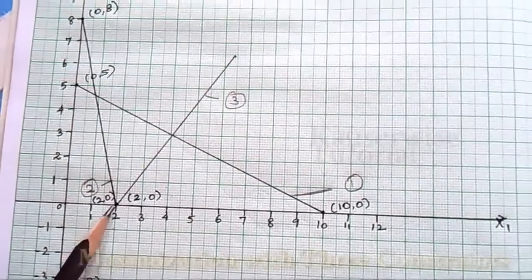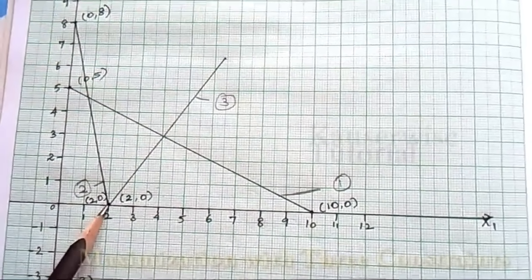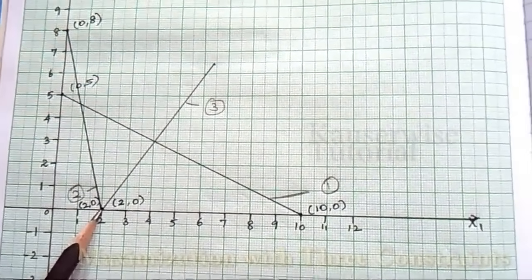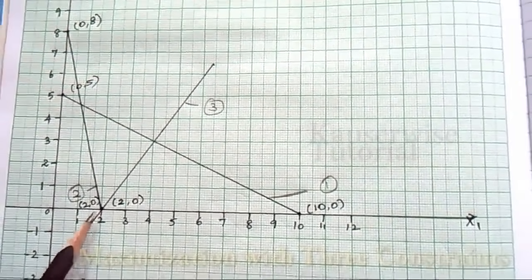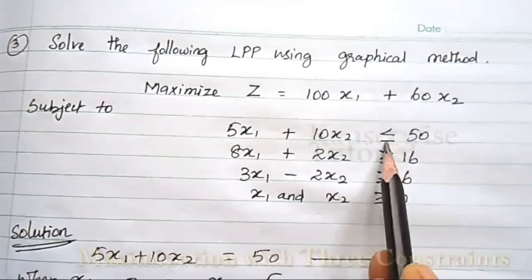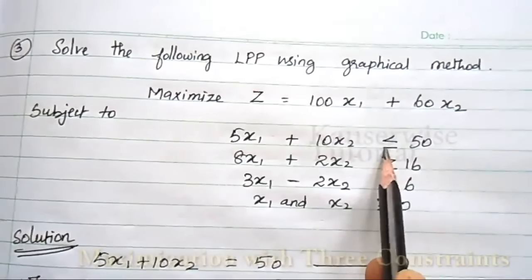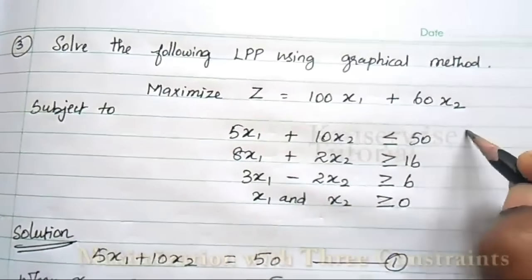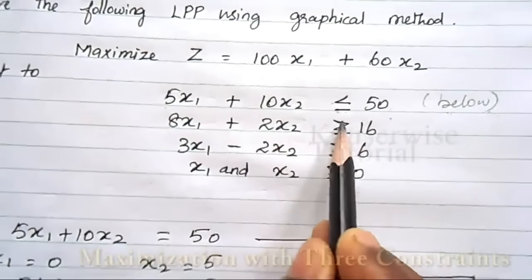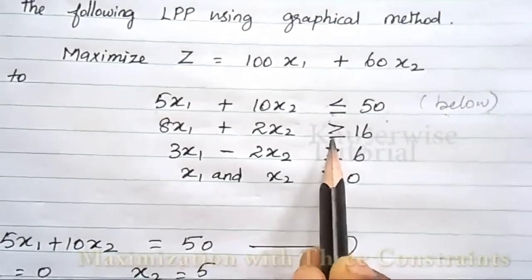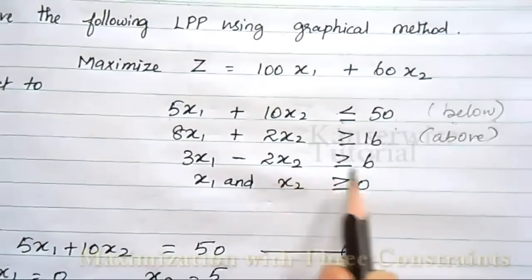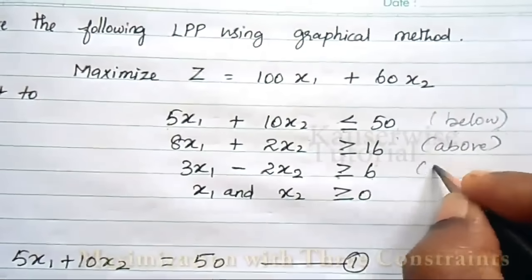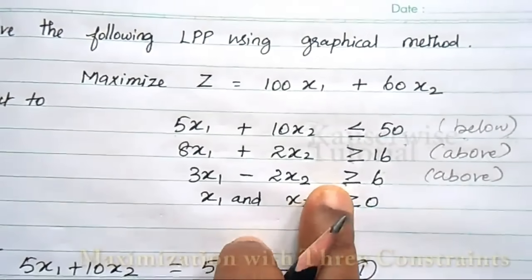Now you need to find the feasible region. Before you find it, just see the 3 constraints and check whether each is greater than or less than, because based on that you can find the feasible region. The first equation is less than or equal to 50, so the feasible region must be below the first line. The second equation is greater than or equal to, so the feasible region should be above. The third one is greater than or equal to 6, so the feasible region should be above the third line.